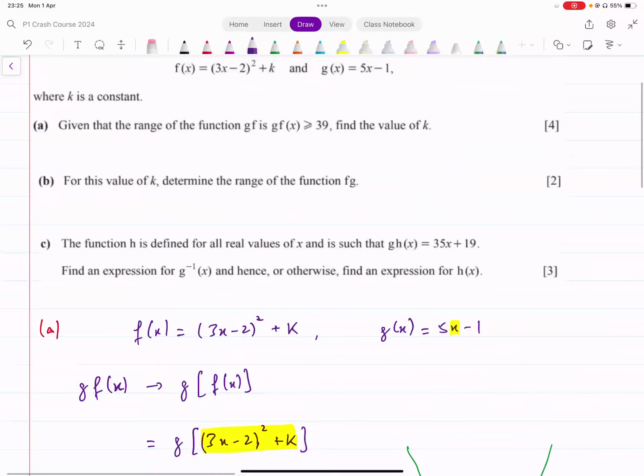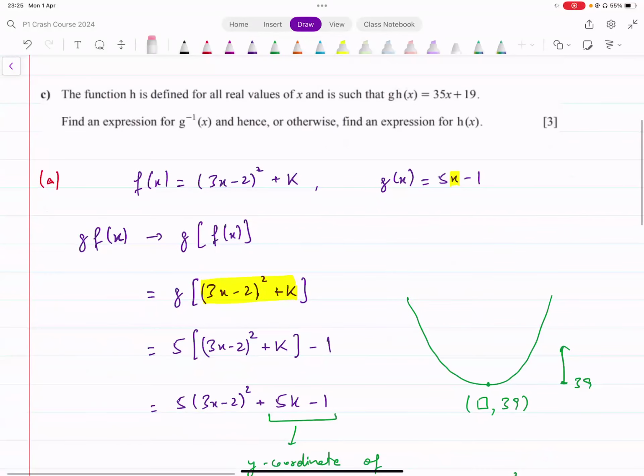It says the function h is defined for all real values of x, and it's such that gh of x is 35x plus 19. Find an expression for g inverse of x, and hence or otherwise find an expression for h of x. Okay, now we've done this method earlier, right? How to figure out a function given an equation like this. Let's think about this.